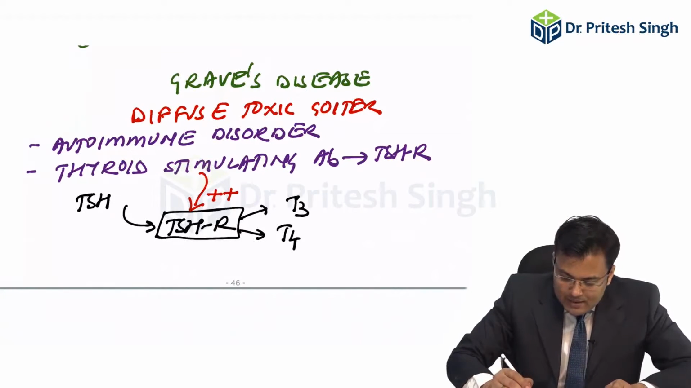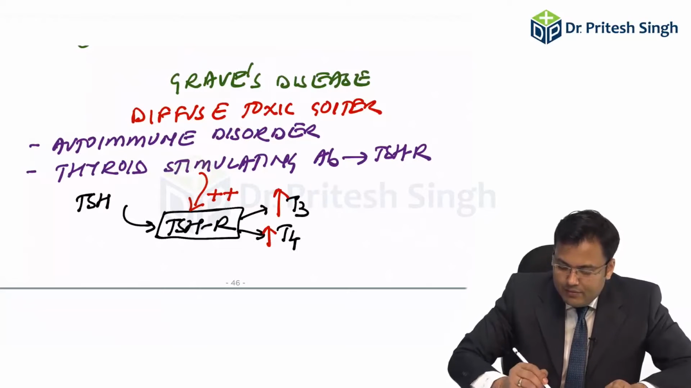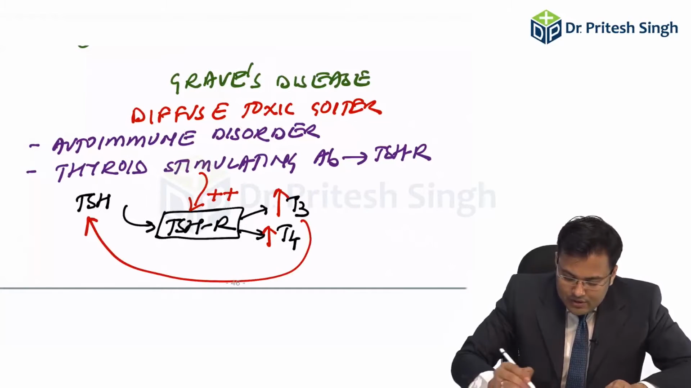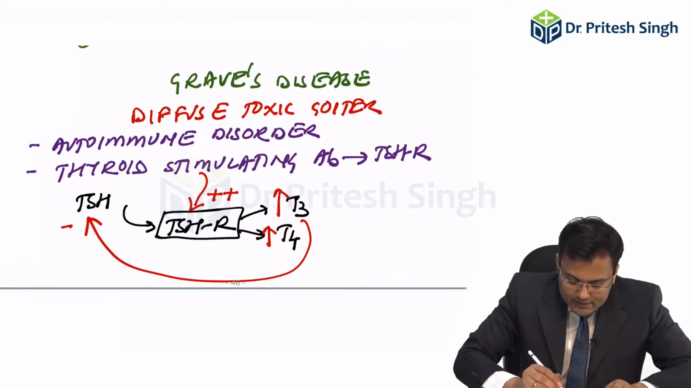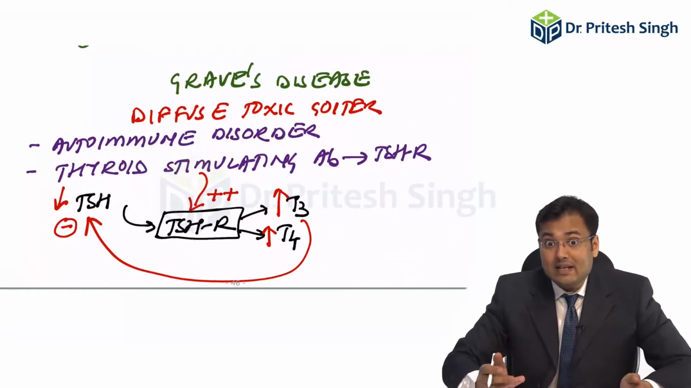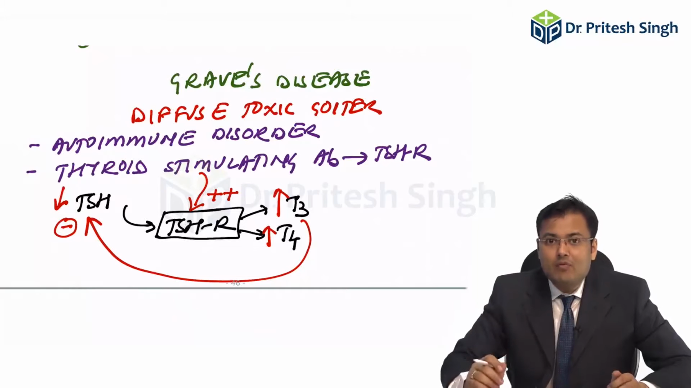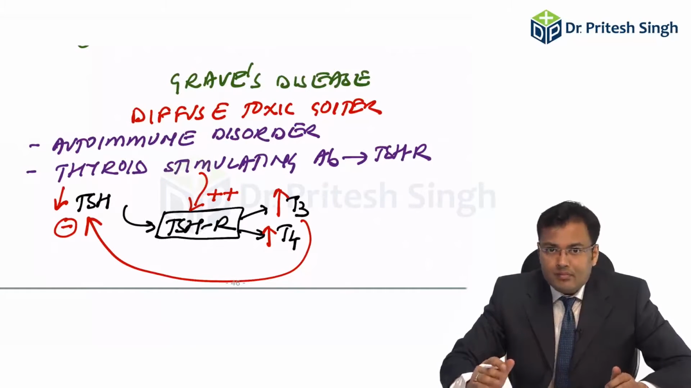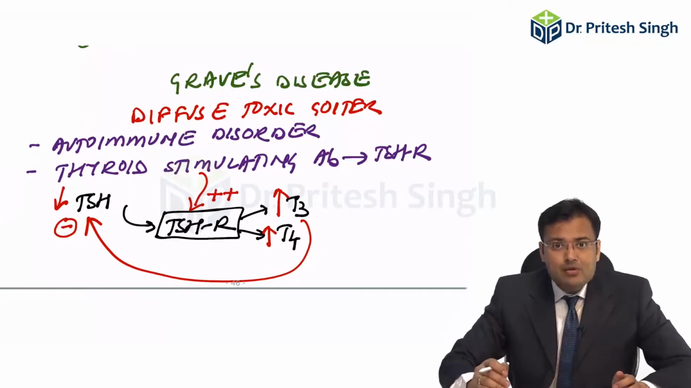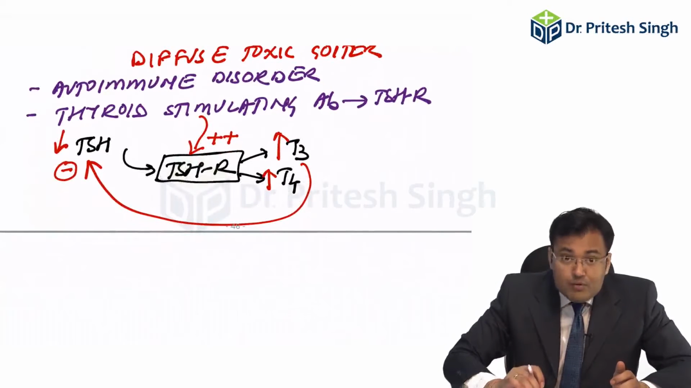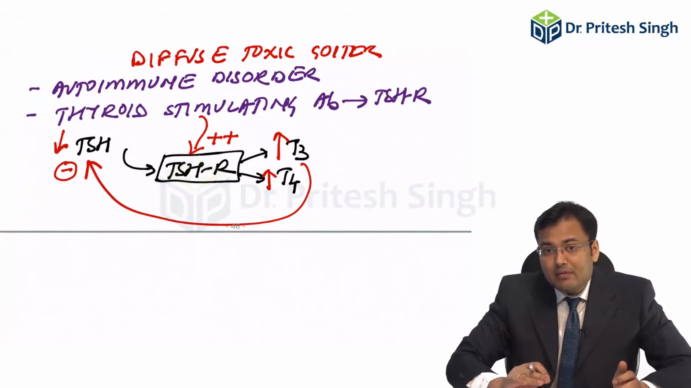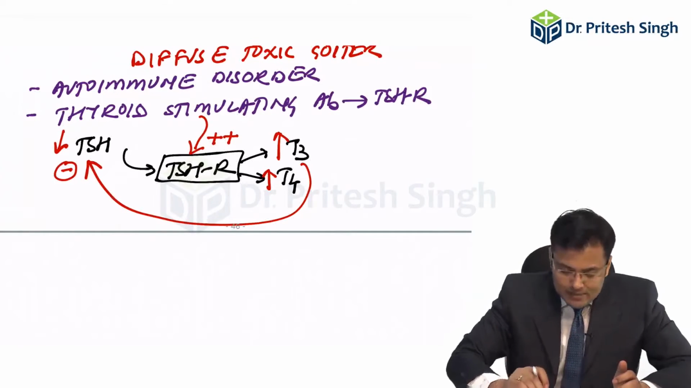Because of this, what will happen? There is increased release of T3, T4. And can you see, because of increased release of T3, T4, there is feedback inhibition. So there is decreased levels of TSH. So it is characterized by increased T3, increased T4 and decreased TSH. It means patient is having what? Hyperthyroidism. Not only hyperthyroidism, actually the patient is having thyrotoxicosis. So this is an autoimmune disorder associated with autoantibody against TSH receptor.